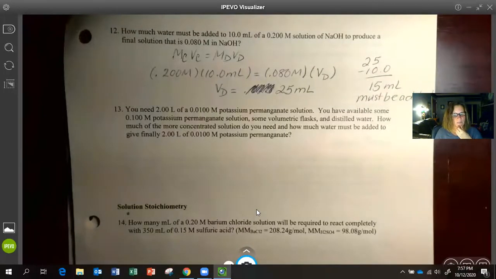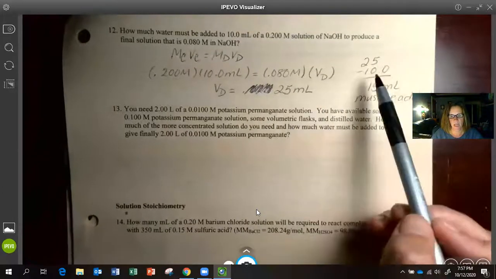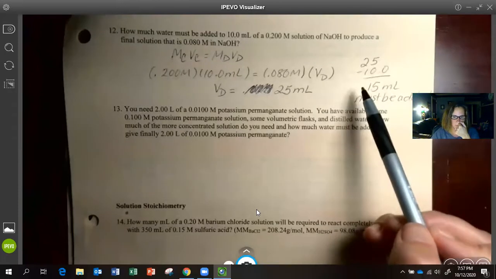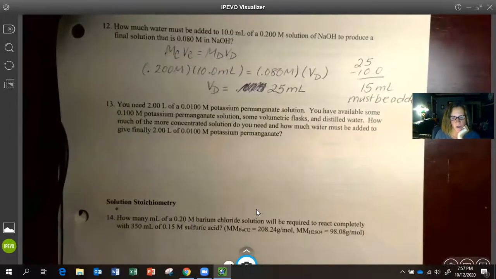So in this problem, I solved for the total volume of the diluted solution and subtracted out the original 10 milliliters of the concentrated solution. So therefore 15 milliliters of water must be added to our original solution. Go ahead and set up problem number 13.